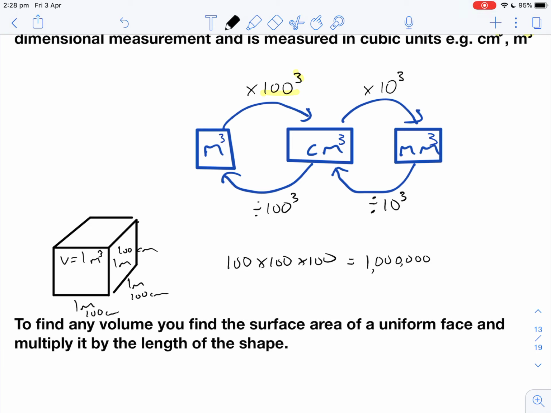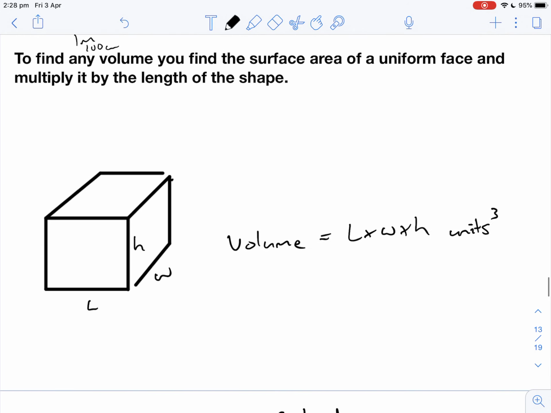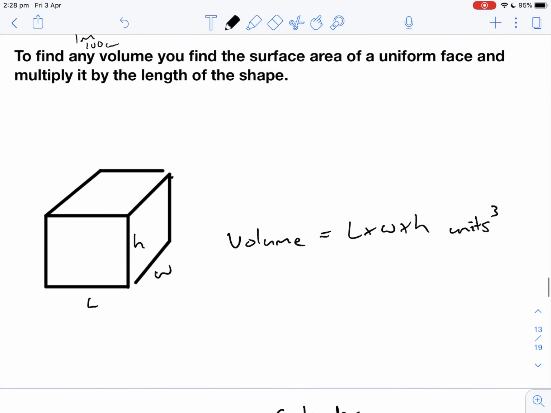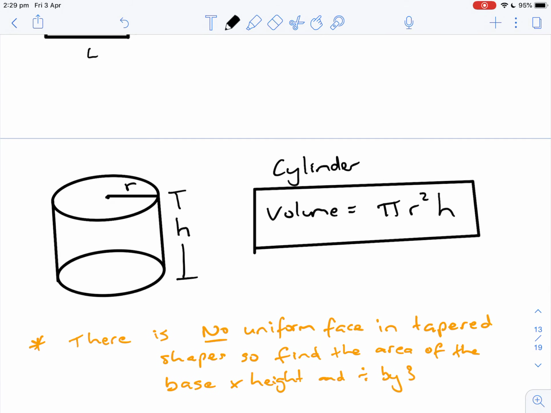So then 100 times 100 times 100 would give me that volume of 1,000,000 centimetres to the power of 3. So that's why it works. If it helps you to understand it, then you won't need to memorise it. Okay, so to find the volume of a prism, if it's a rectangular prism, it's length times width times height, and most of you are fairly good with those sorts of things.